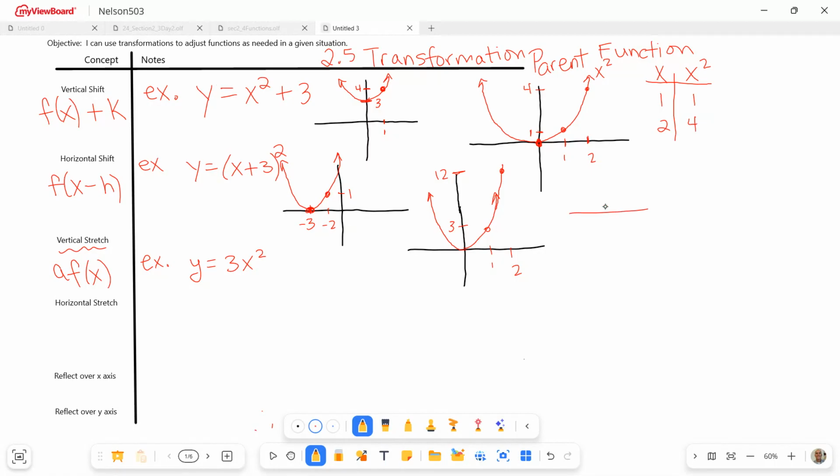If we made a little table out here and we went, okay, x is 1, and then we said, okay, what is 3x squared? Well, that's 3, right? And then what is it when we plug 2 in?